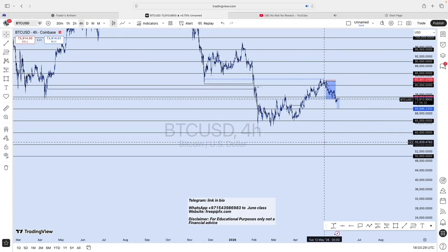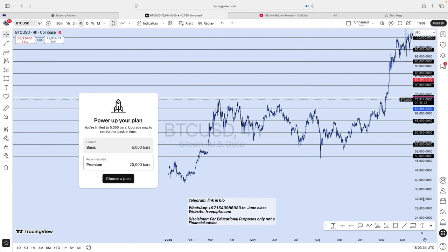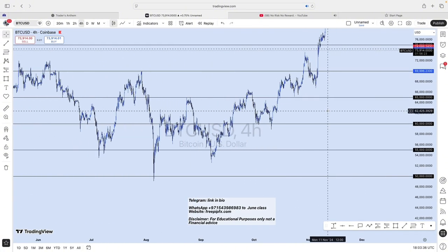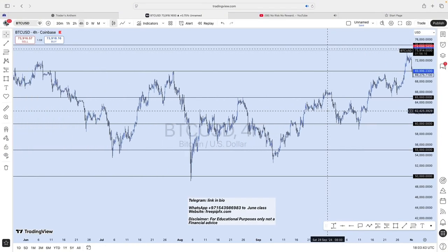Now, as of where I would want to see price reverse, let's look at our very left side over here at the 4 hours.